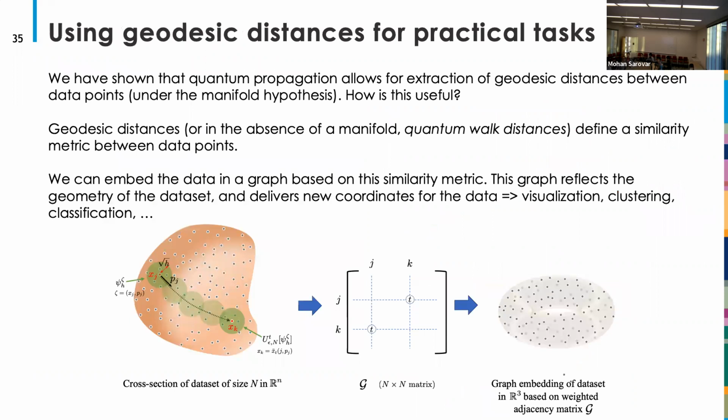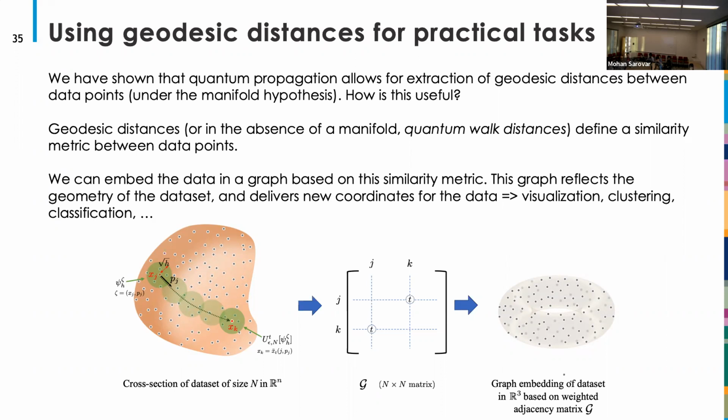So I told you about how to take a data set and evaluate geodesic distances between points within the data set. How do I actually use this for data analysis? Something you might care about: geodesic distances define a similarity metric between data points. They tell you how close two data points are, and how close they are in the most natural sense under the manifold hypothesis.